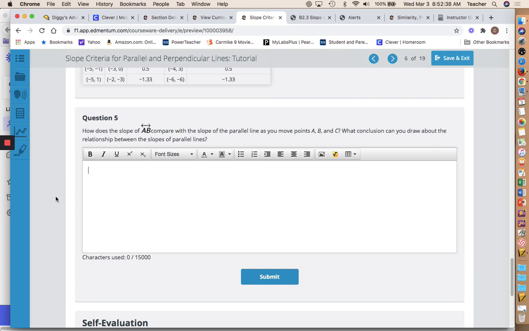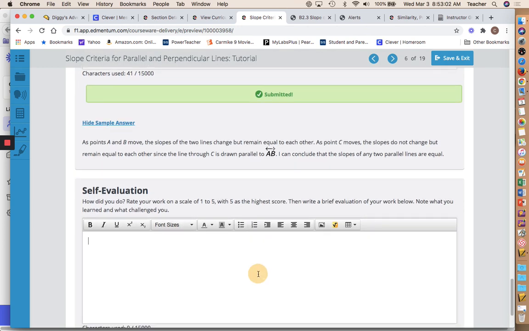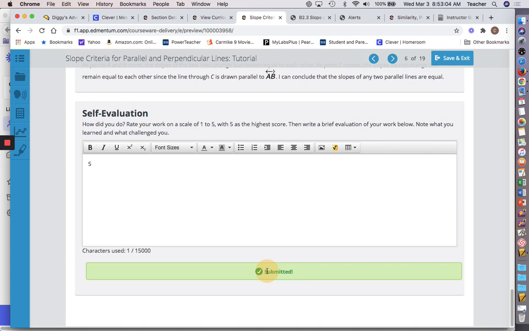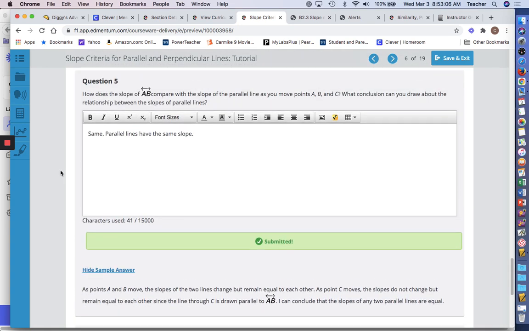All right, question 5. How does the slope of AB compare with the slope of the parallel lines as you move A, B, and C? What conclusion can you draw about the relationship between the slopes of parallel lines? They were the same. The slopes never deviated from each other. And again, the reason is that parallel lines have the same slope no matter what. All right, self-evaluation. Beautiful. Submit that. Takeaway, you guys: parallel lines have the same slope.